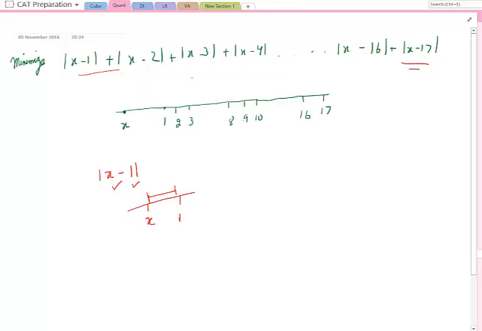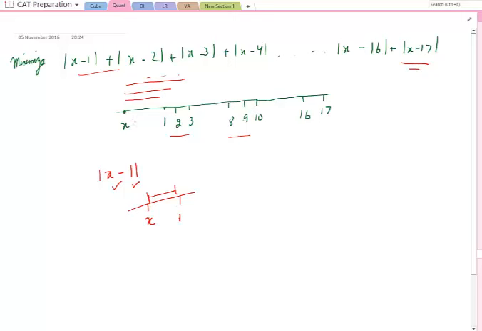So you see 1 to 17. This is our number line. These are 1 to 17, and this is x. The expression that we have is the sum of the distance of point x from all these points. So the above expression is a sum of these distances, which is |x - 1|, this is |x - 2|, this is |x - 3|, and so on. So what we need to minimize is this sum of distances.